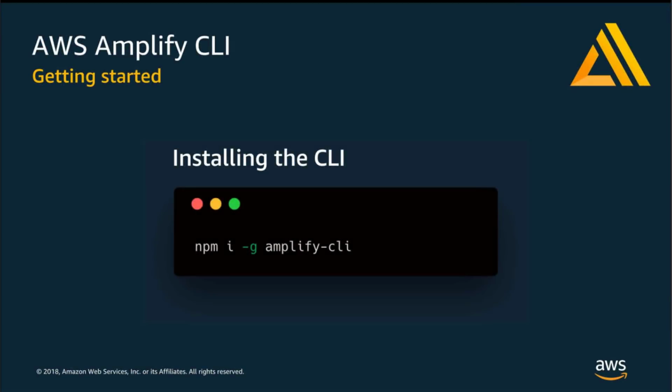So let's look at how to get started, and we're going to walk through this in a slide deck, and then I'm actually going to show you how to get going in a live demo. So the first thing you would like to do probably is install the CLI. To do that, you would go into your command line and run npm install -g amplify-cli.